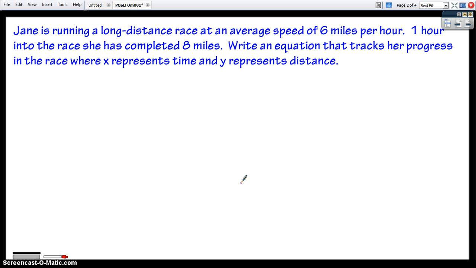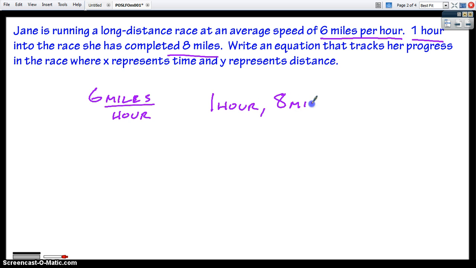Alright, so let's take a look at the information we've got. Now if I read through it, once again, currently her average speed is 6 miles per hour. She's gotten to a steady pace, and from this point on, she's going to be able to maintain that 6 miles per hour. So I'm just going to write that over here. 6 miles per hour. Now we also have a current position on her. 1 hour into the race she has completed 8 miles. So for that first hour of the race she's been able to cover 8 miles of distance.